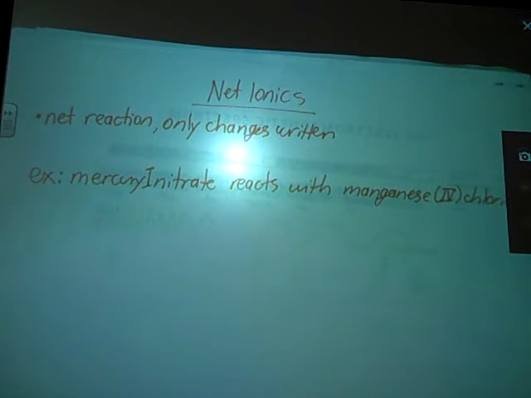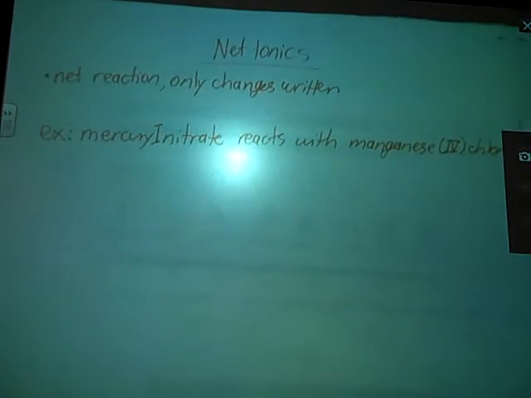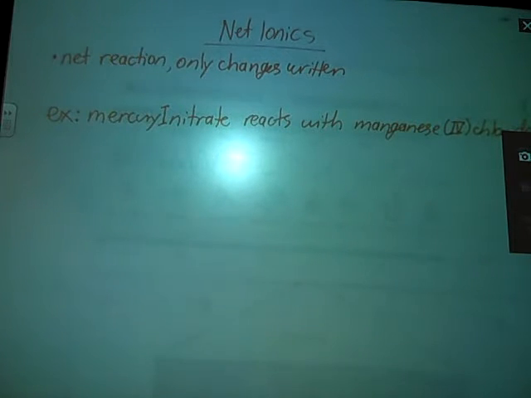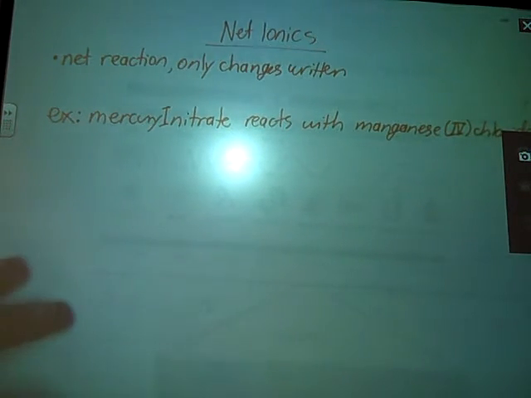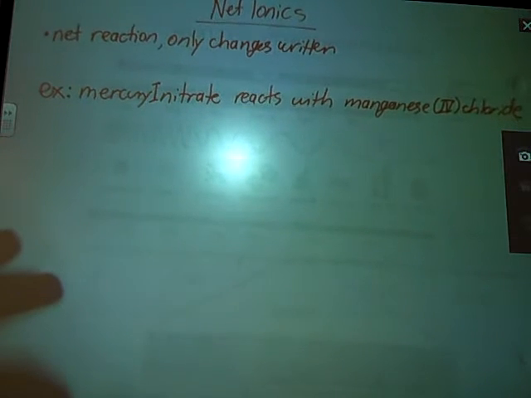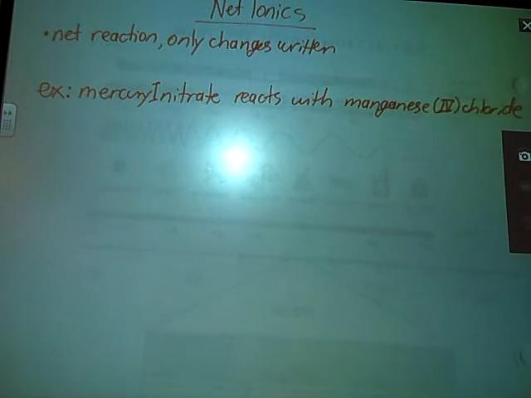Okay, now on to net ionic equations. This has several steps. A net ionic equation is the net reaction where we only write the changes that occur. If there's no changes, there's no reaction. So let's start off with this one here. To write the net ionic equation, the first thing that we need is the balanced chemical equation. Most problems will ask for both, at least I do in my class.